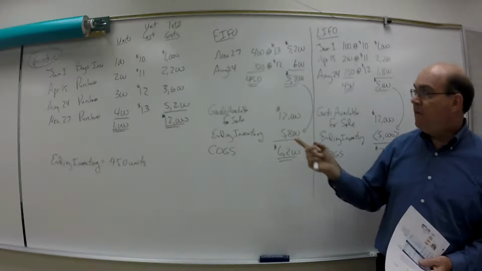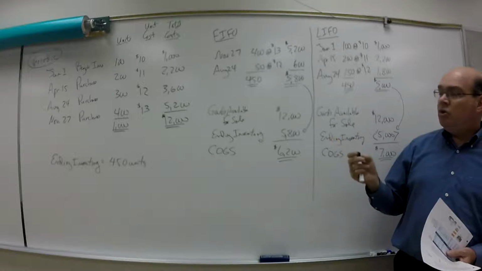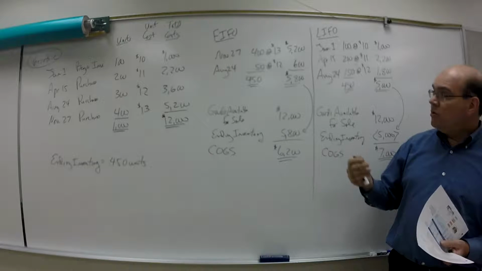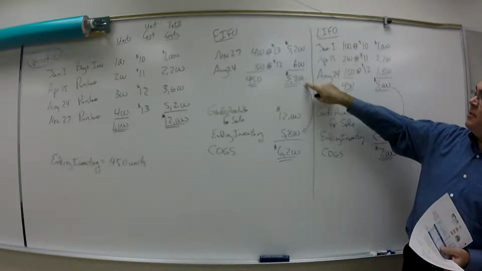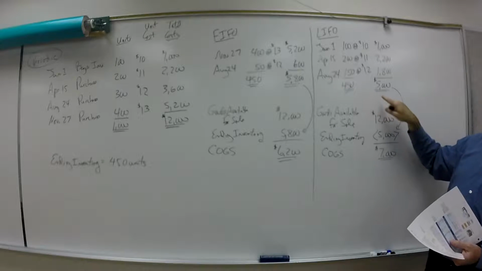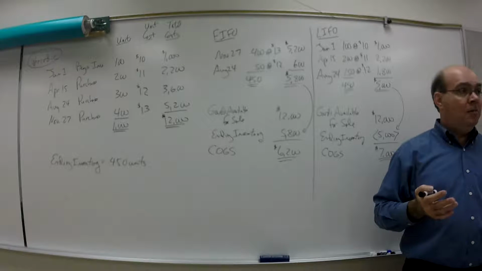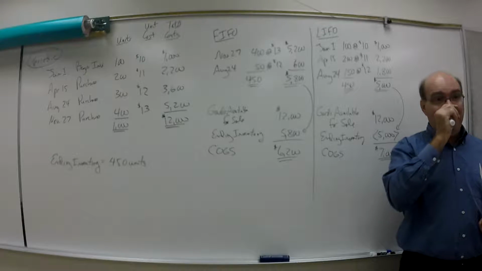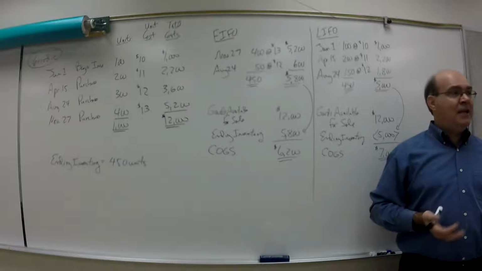Could I use FIFO? FIFO is going to show you a higher net income number, and it's also going to show a higher balance in your inventory. Notice this inventory balance at the end, 5,800, is higher than the LIFO ending inventory. So if I want to show high income and high assets on my balance sheet, I'm going to like FIFO. That's going to make me happy. It's going to make these stockholders and investors happy, right? It's going to make the bank happy.